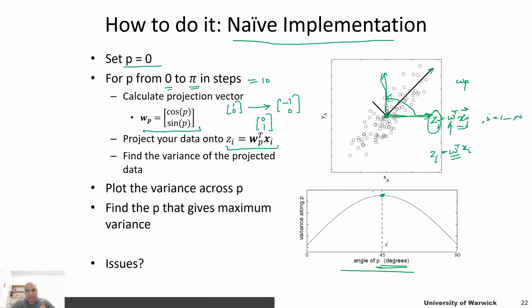And that is going to be the direction, so that if I project my data in that direction, the variance is maximized, so that if I project everything along that direction, the amount of variance, or the amount of information, that I lose is going to be the smallest. Okay, so you can use this naive implementation of doing optimal feature reduction or dimensionality reduction, but it's going to be computationally very complex.